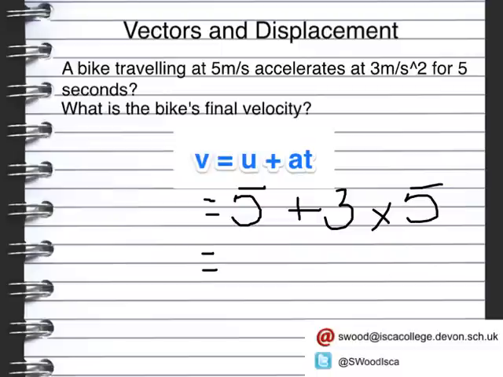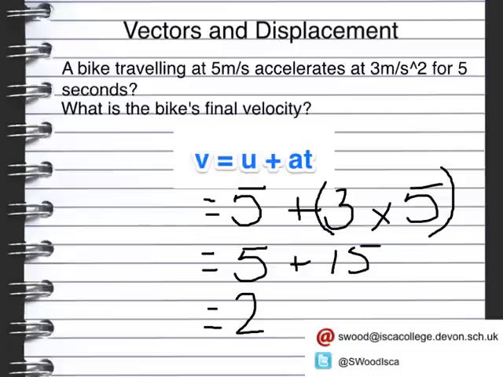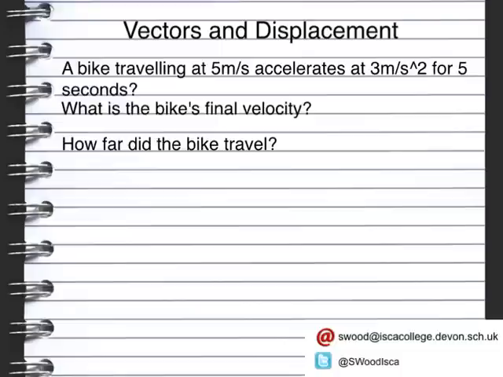So 5 plus 3 times 5, because we need to do this stuff here in brackets first. 3 times 5 is 15. So 15 plus 5 is equal to 20 meters per second. Okay. Now the second part of the problem is, how far did the bike travel?